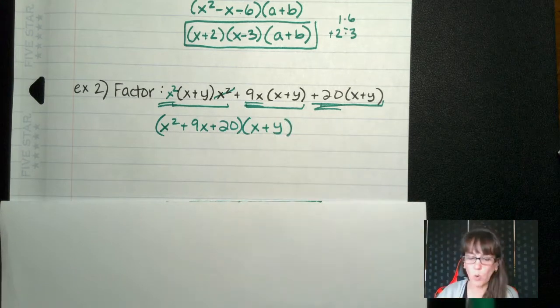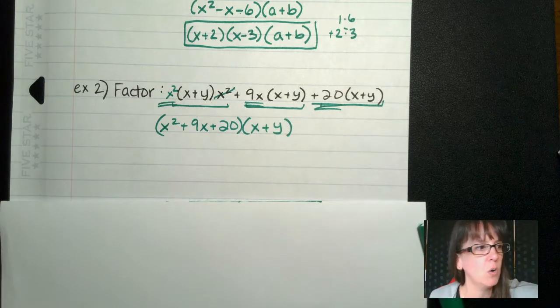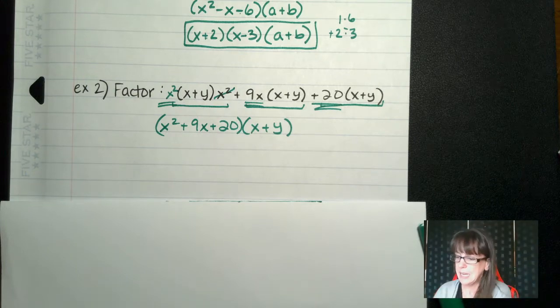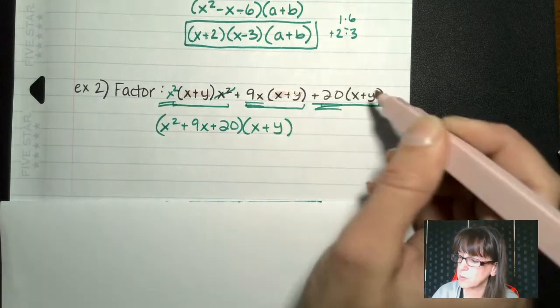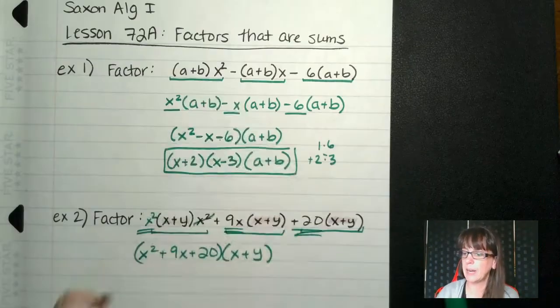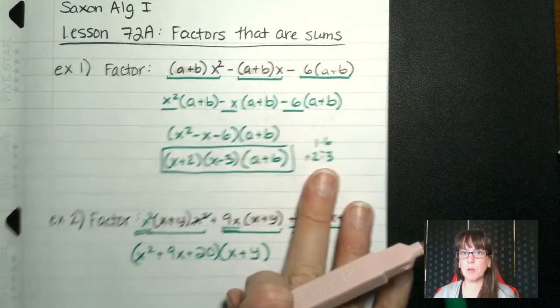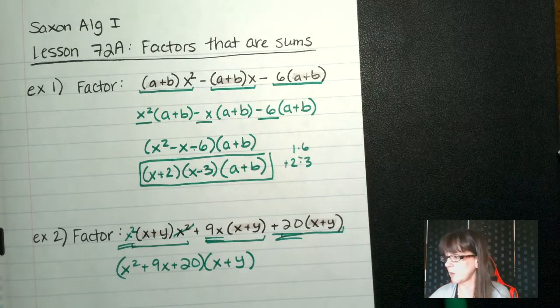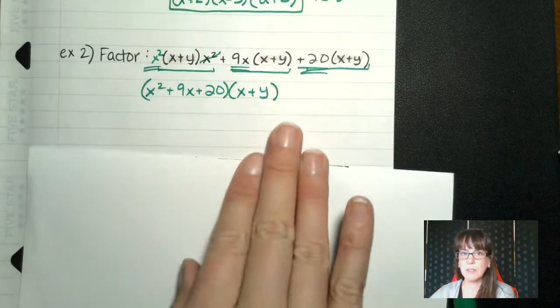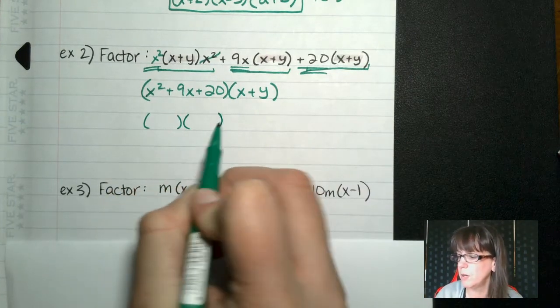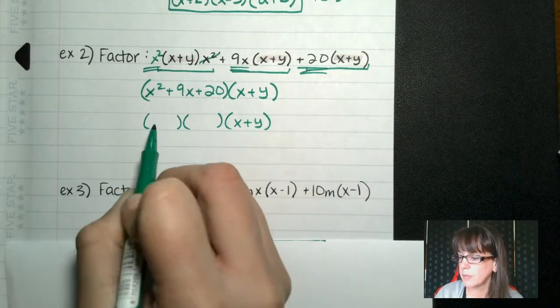Now, as a friendly reminder, this only works if all of your chunks are the same. x plus y, x plus y, x plus y. Over here, a plus b, a plus b, a plus b. Those are all the same. Otherwise it doesn't work. Okay, so back down to here, we have to factor completely. So we can do this. We say x plus y, and then over here, x.